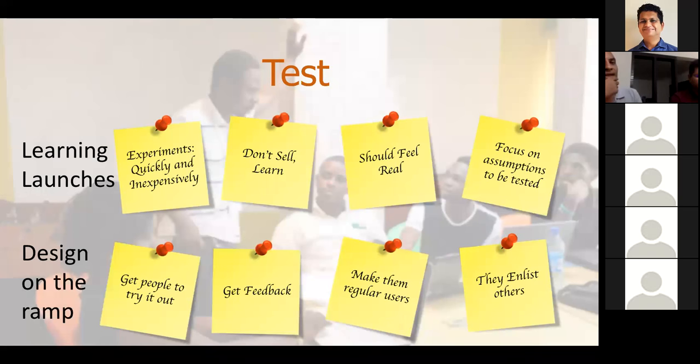The last is the testing phase. Very quickly, I'll be talking about two aspects of testing. One is, of course, that when you are testing, you can do learning launches. These are launches done not from a selling point of view, but simply to get feedback. So you do a quick launch. The whole idea is to quickly and inexpensively do some experiments and get feedback. Again, a learning launch is a launch, but it is not selling. Getting feedback is still the most important thing.